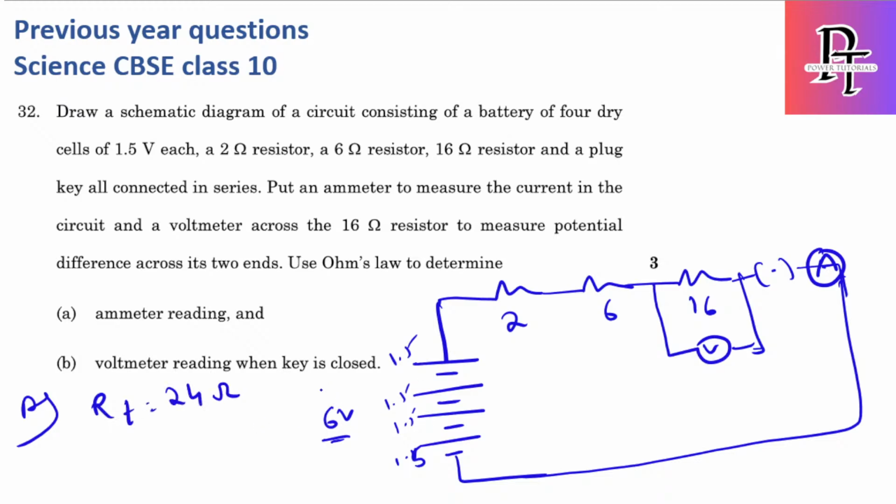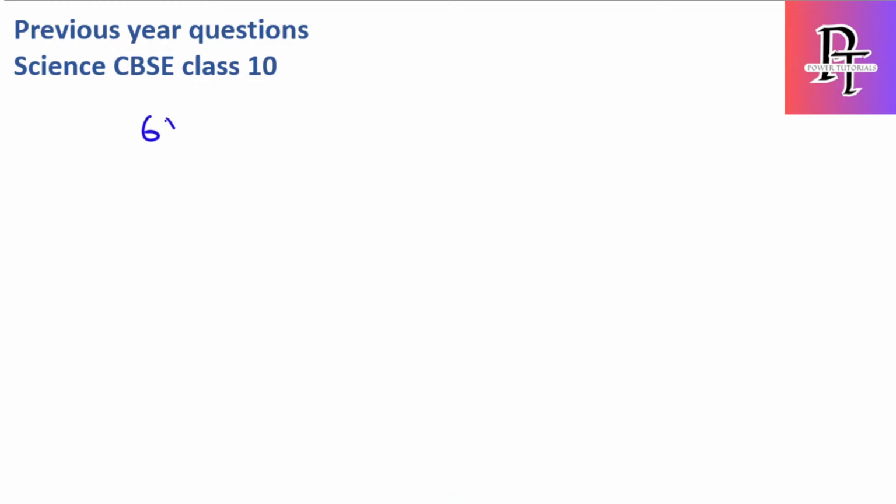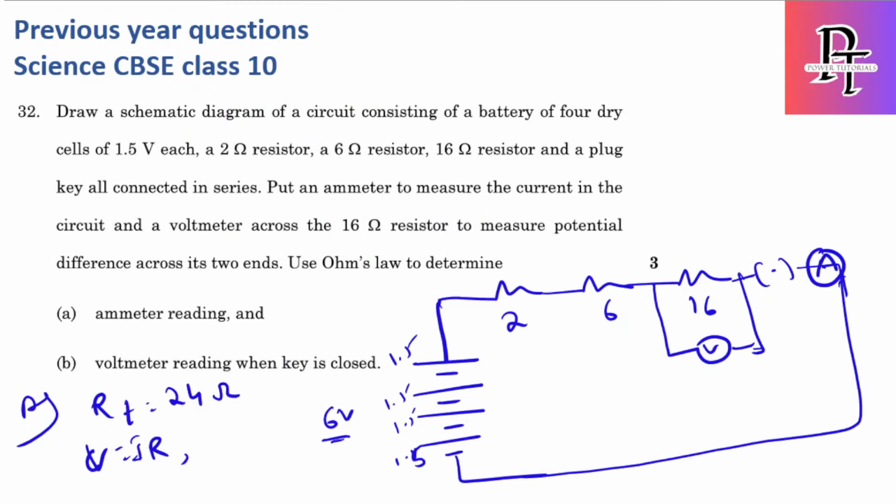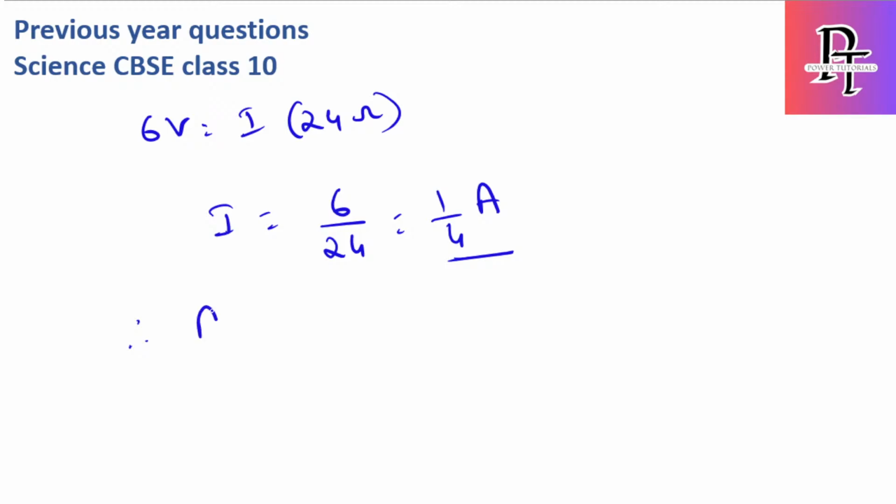Voltage, we know the total should be 6 volts. So V is equal to IR. 6 volts is equal to current into resistance. Resistance we got is 24 ohms. So current is equal to 6 by 24, which will be equal to 1 by 4 ampere. We got the current as well. The current reading is nothing but the ammeter reading. Therefore, the ammeter reading is equal to 1 by 4 ampere.